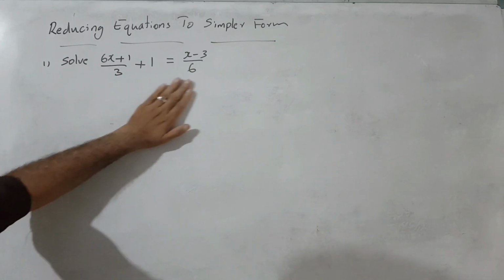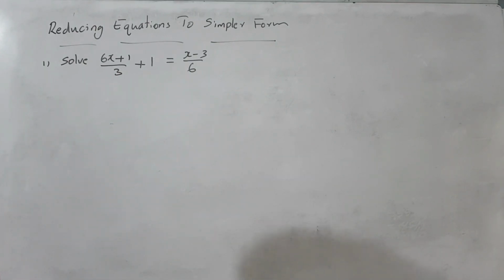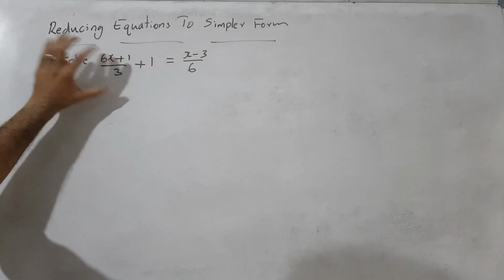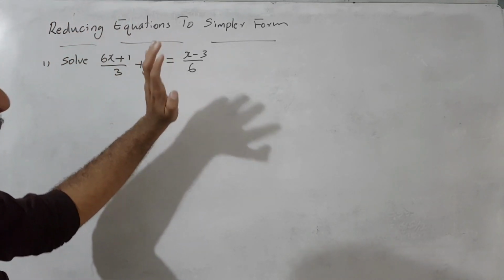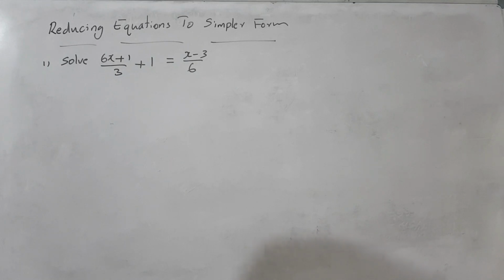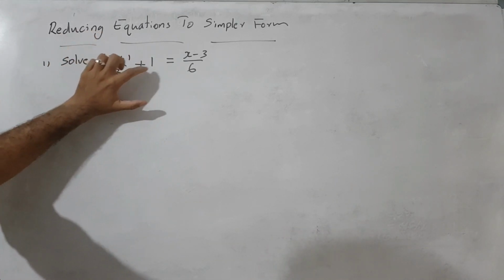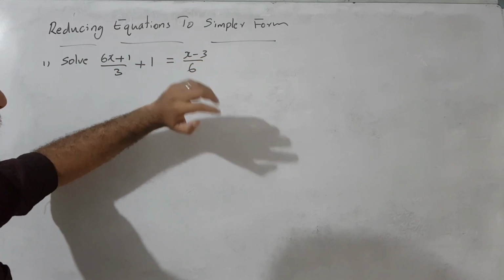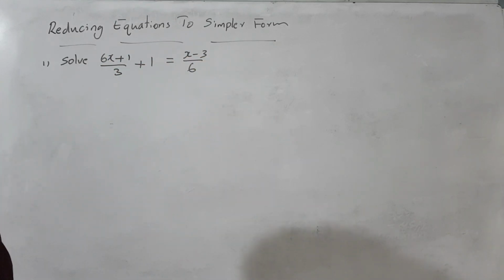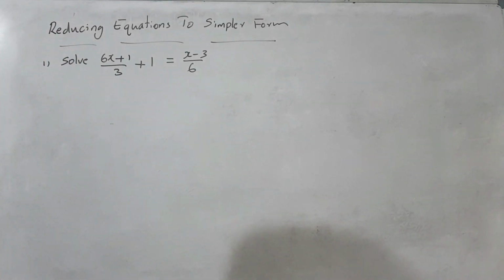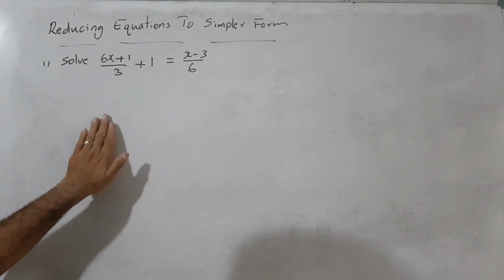The difference is here it is given in the form of fractions, correct? And here the terms are mixed, it is not separate. The x term is not separate and constants are not separate, correct? It's (6x + 1)/3 + 1 = (x - 3)/6. Both sides of the equality sign contain variable-containing terms and variable non-containing terms, correct?